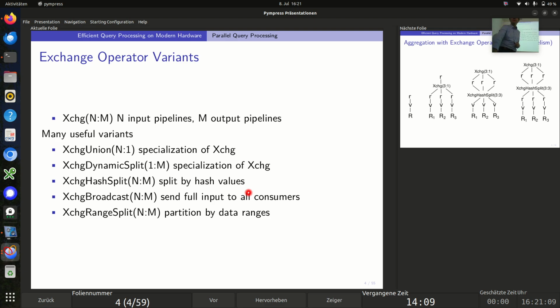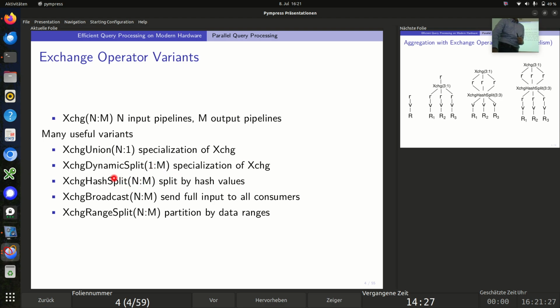Okay, so what kinds do we have? Here, this is the first one. We have n input pipelines and m output pipelines. Then, if we want to unify it, we have this union operator. And in the other direction, if we have one input pipeline, we have the 1 to m.